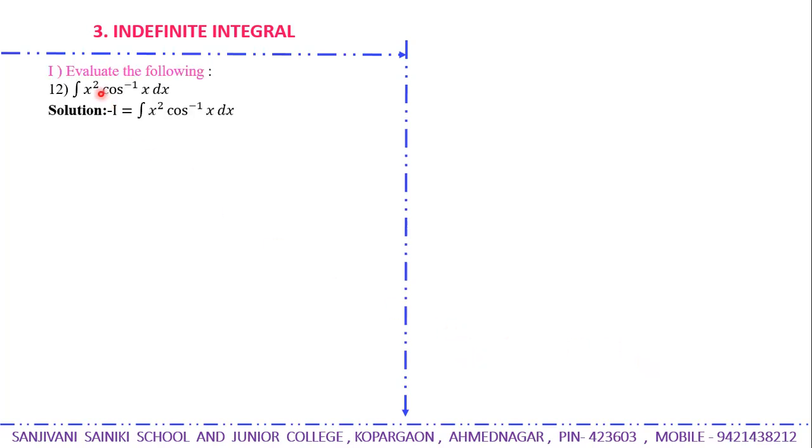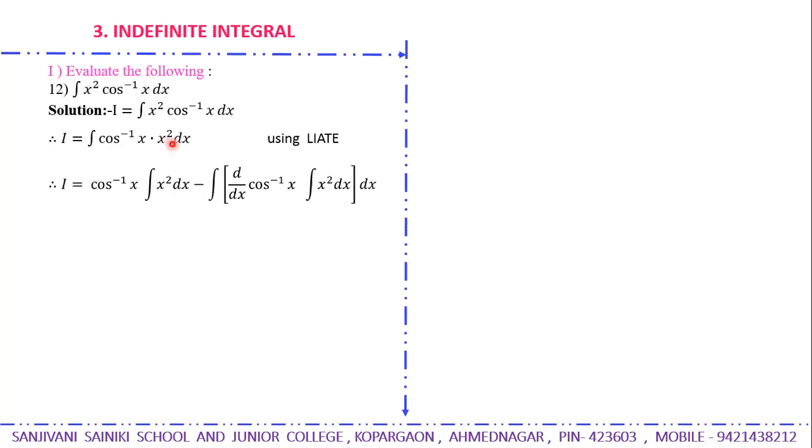The next example is x square into cos inverse of x dx. Let the integral be denoted by I. Now here again this is algebraic function and this is trigonometric function. So what we will do, we will rearrange these functions using this LIATE rule. So cos inverse of x is the first function and x square is the second function.